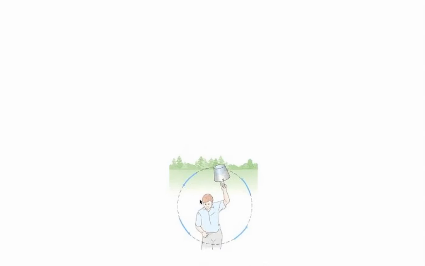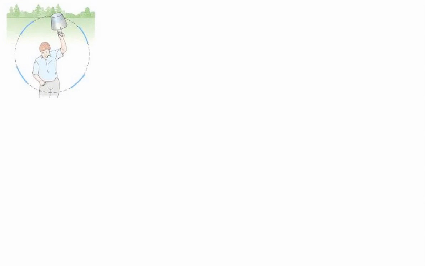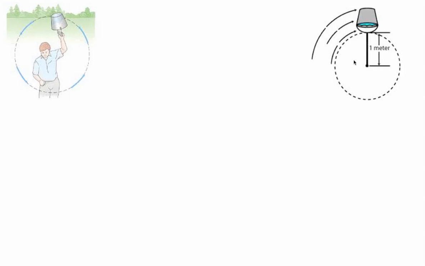Alright, in this video we're going to take a look at a person swinging a bucket of water around their head and do an attempt at an analysis of this. So you've probably seen this trick or whatever. The person swings the bucket around their head like this, the water doesn't fall out, and everybody says, wow, how come the water didn't fall out?